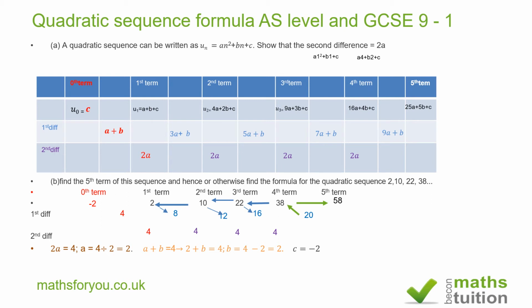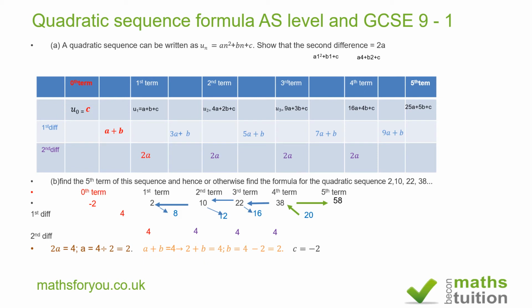a plus b there is 4, because that's a plus b there, and that's a plus b there. So a plus b is 4. So we know a is 2. 2 plus b is 4. So b has got the value of 4 minus 2, and we end up with 2. We already know that c has got the value of minus 2 there. So c here is minus 2.